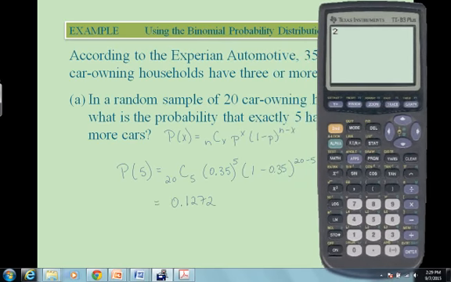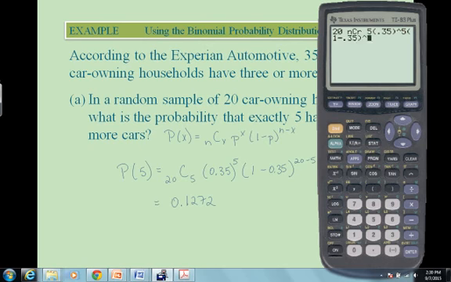So we could put this in our calculator. We type in 20, and then we go to Math, arrow over to PRB, choose number 3 for nCr, and then 5. Then we'll have our parenthesis, 0.35. We raise that to the fifth power, and then we multiply that by 1 minus 0.35.